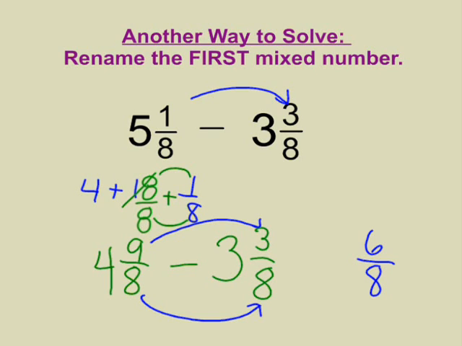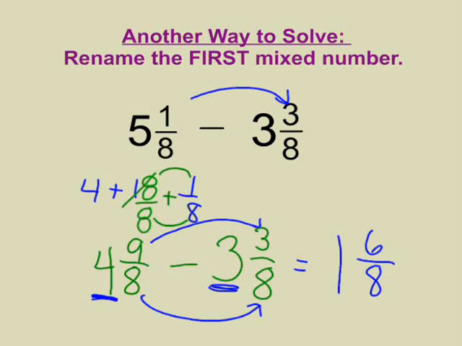And then I just have to remember to subtract my whole numbers. So 4 minus 3 would be 1. So now my answer is 1 and 6/8. It looks a little tricky right now, but I'm actually saving myself some work because I don't have to change both of the numbers. I only have to change one.